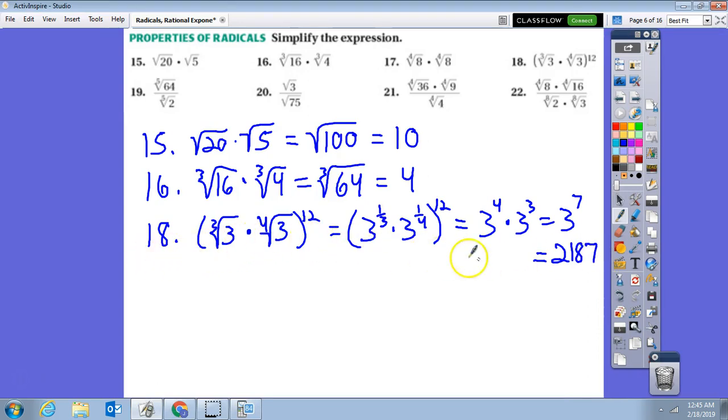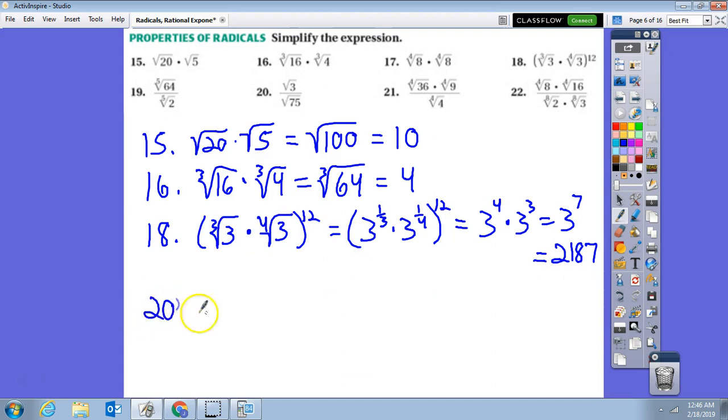Again, you're using your properties to simplify. So there's not always going to be one set way that you're always going to do it. You just use your properties to help you simplify with the radicals and with the exponents.